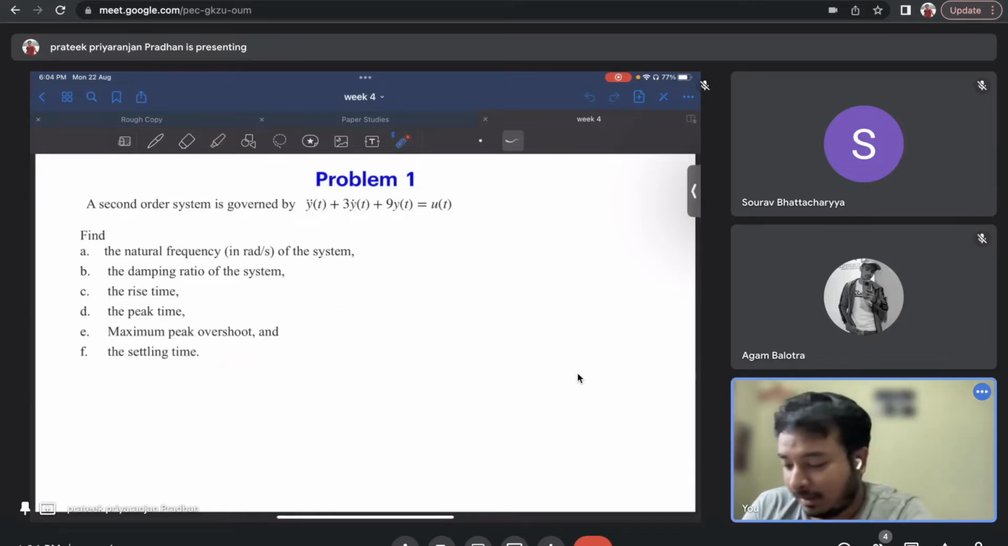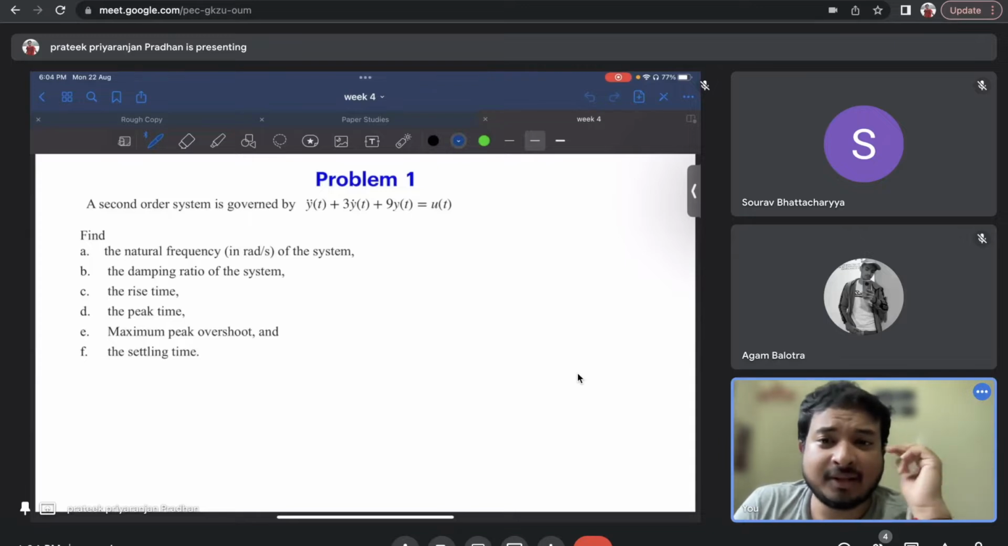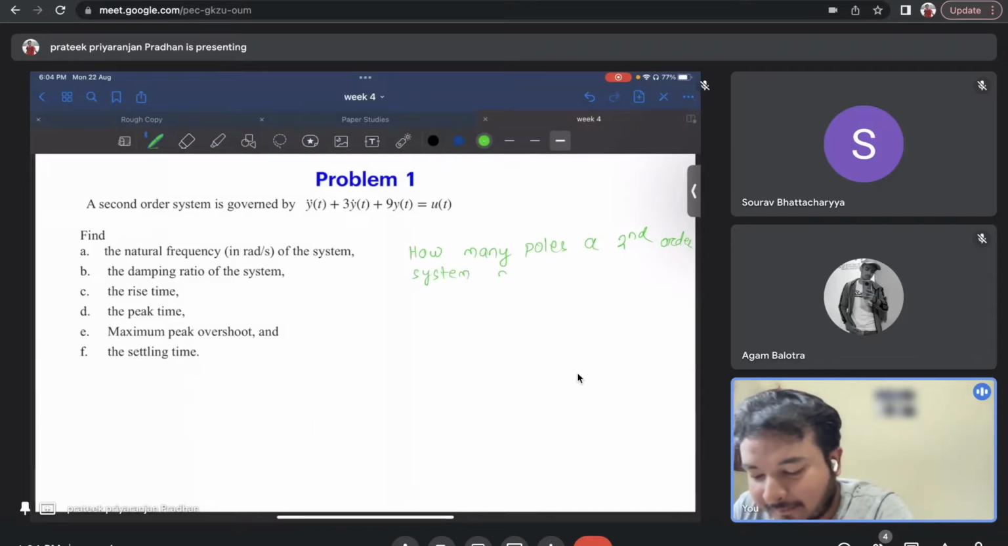Before proceeding, I would like to highlight some concepts and visualizations that will help you solve any kind of second order question. First, can somebody type in the chat: if it's a second order system, how many poles may the system have?